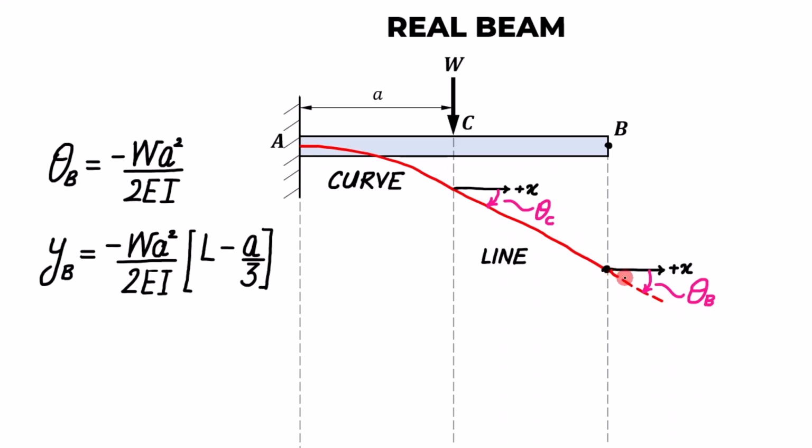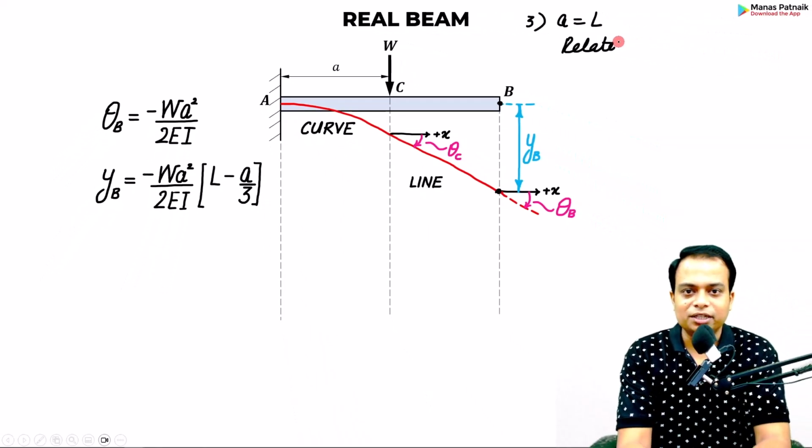Okay, why? Let me know in the comments. And why is it so that the slope at C is equal to the slope at B? Let me know in the comments. These are the questions that you must answer after watching this video. Secondly, deflection YB can be shown here. Okay, again, question number 3 for all of you. What will happen when A is equal to L? And can you relate this to our previous example in this video? Do let me know by sending your comments in the comment section.